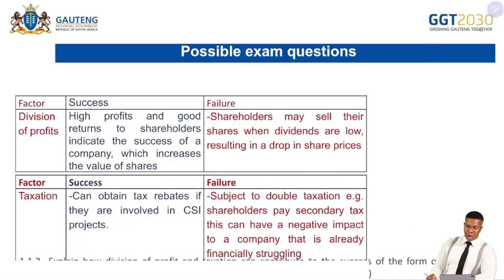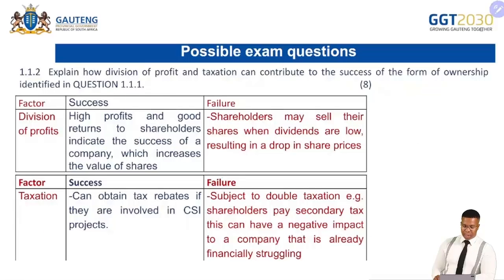Then we move to how they explain how division of profits and taxation can contribute to the success of the form of ownership identified. Now, division of profit: high profits and good returns to shareholders indicate the success of the company, which will increase the value of shares.